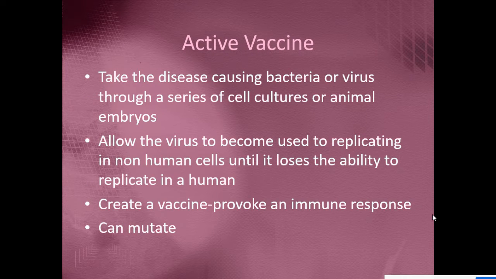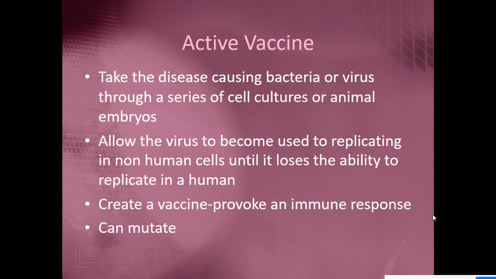An active vaccine is where you take the disease-causing bacteria or virus through a series of cell cultures, or animal embryos. Allow the virus to become used to replicating in a non-human cell until it loses the ability to replicate in a human. A lot of times they use chicken cells for this. You'll create a vaccine, provoke an immune response.